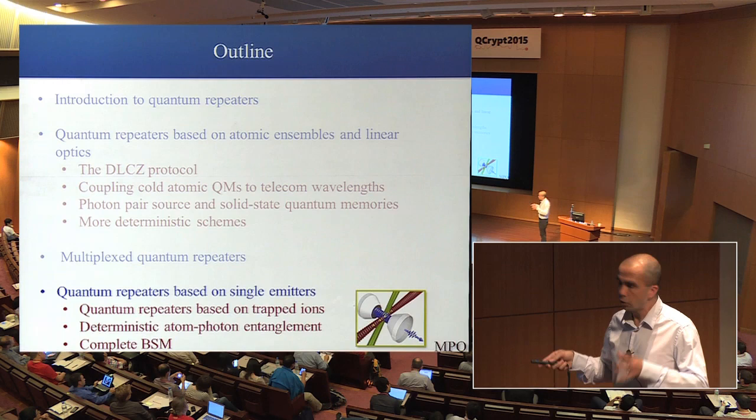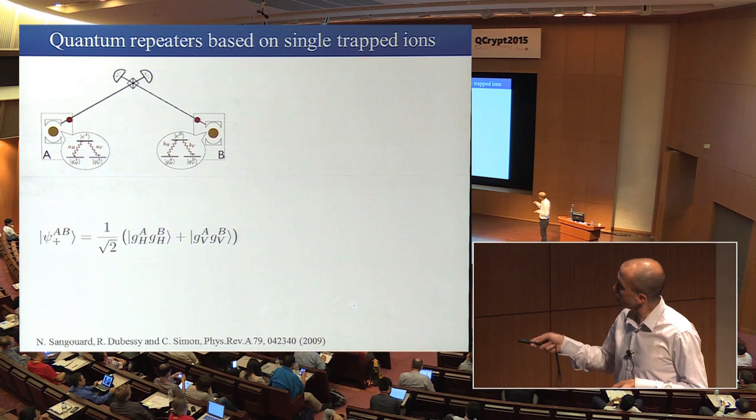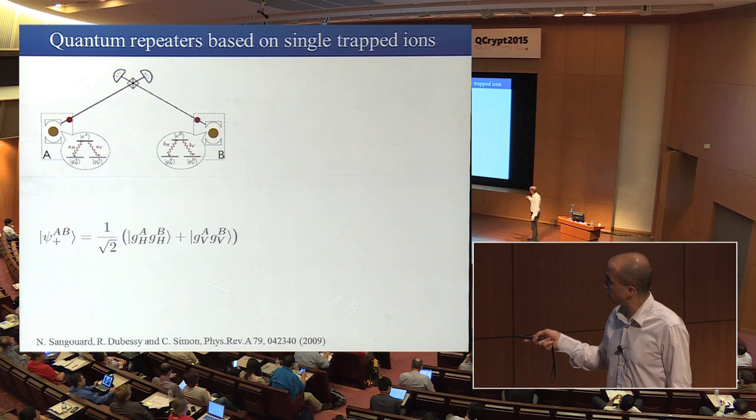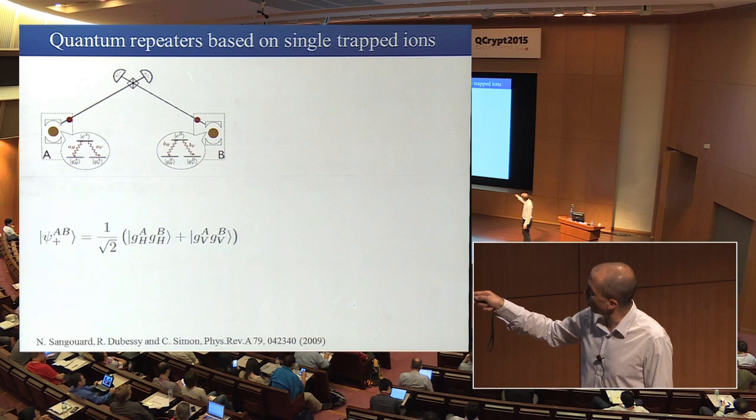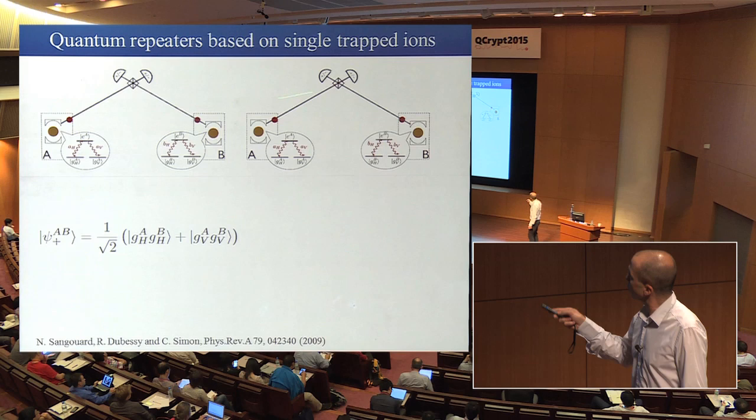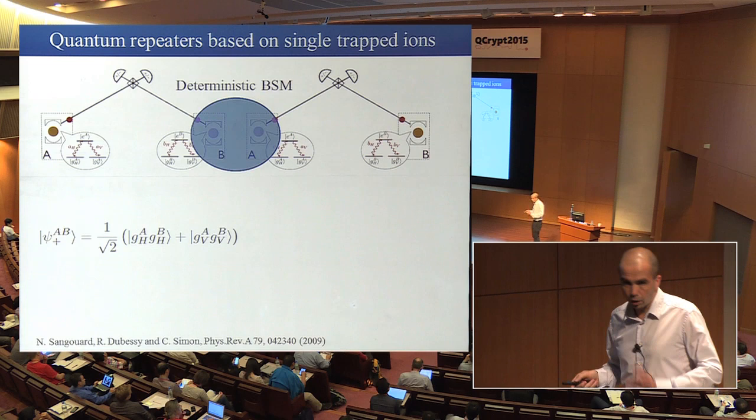Actually, using single emitters, you can go around this. I briefly showed that there were also some architectures that have been proposed for single ions, for example. So you have a single ion sitting in a cavity that is entangled with a photon. And if you do a Bell state measurement in the middle, you can have an entangled state between the two ions here, and you can do the same here. And in principle, now you could do a deterministic Bell state measurement. And if you allow yourself this kind of resource, then this is what you would get.